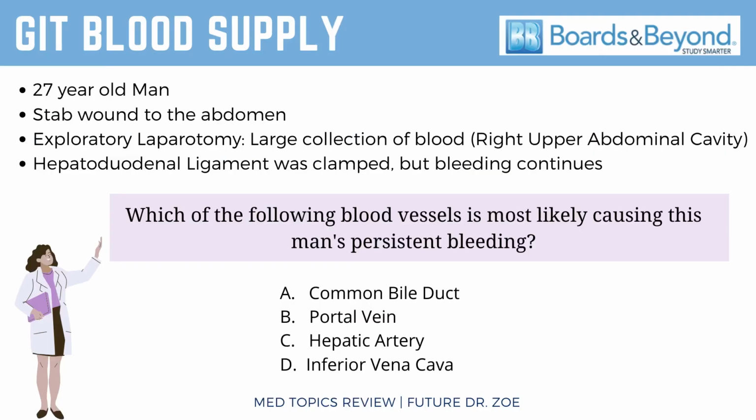All right, let's talk about the first case. So in the emergency department, a 27-year-old man arrives with a stab wound to the abdomen. After taking his vitals, he is quickly taken to the operating room for an exploratory laparotomy. A large collection of blood was visualized in the right upper abdominal cavity. In an attempt to stop the bleeding, the hepatoduodenal ligament was clamped, but blood still continued to pool into the abdomen. So, with the hepatoduodenal ligament being clamped, the question is, which of the following blood vessels is most likely causing this man's persistent bleeding?